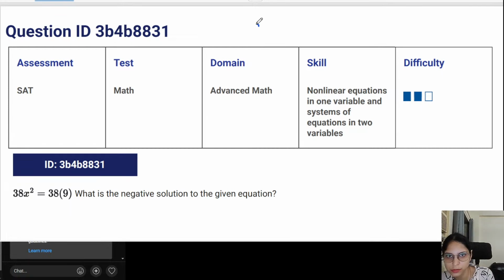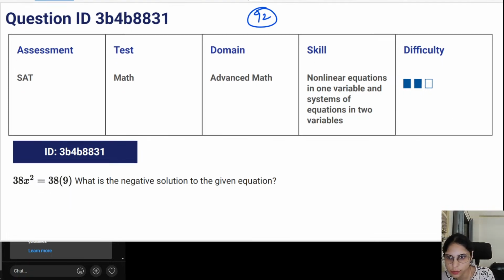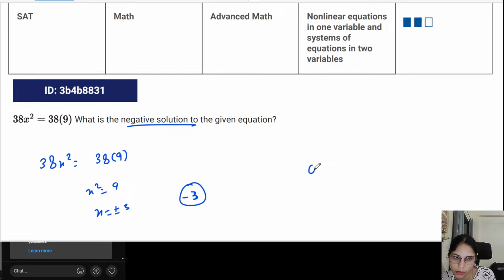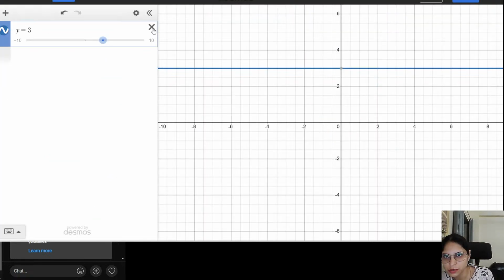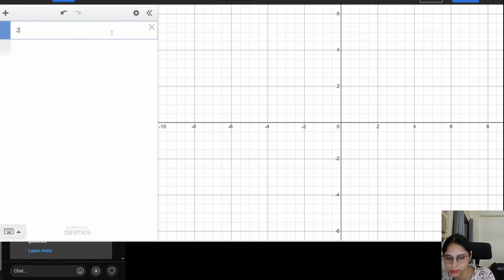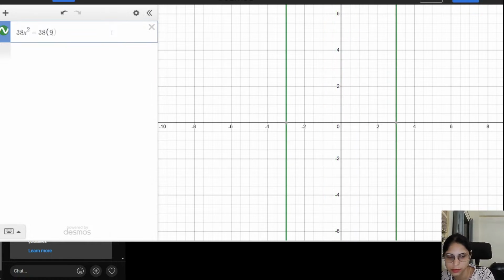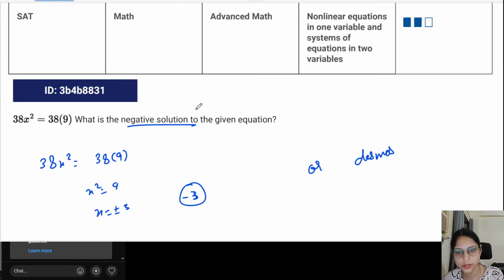92 we are going to do. What is the negative solution? So from here you can directly see 38, 38 cancels. Cancels as in 38 times x squared is 38 times 9. So x squared has to be 9. x has to be plus minus 3. They are looking for the negative solution. Negative 3 is the answer. Or you can also go to Desmos and solve this. But this was a straightforward question, so you can do it without that as well. 3, negative 3, looking for the negative solution. So negative 3 is the answer.